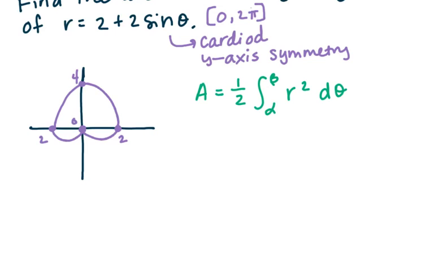Okay, so let's go ahead and try to put all of this together. So the area would be 1/2. We have to go from 0 to 2 pi.